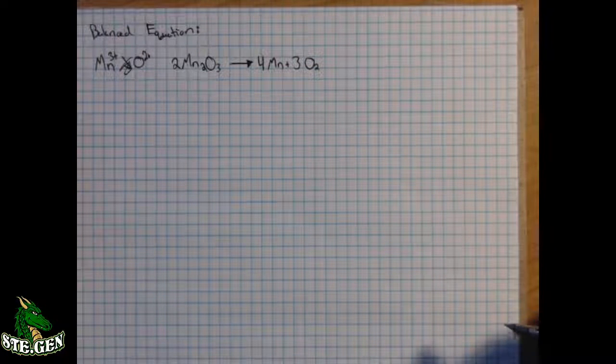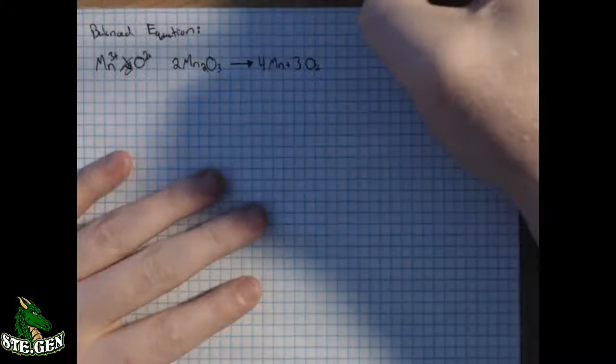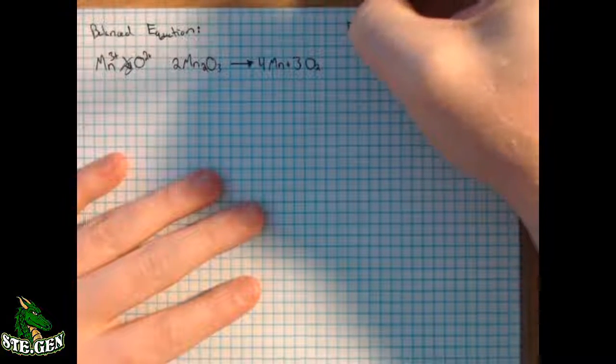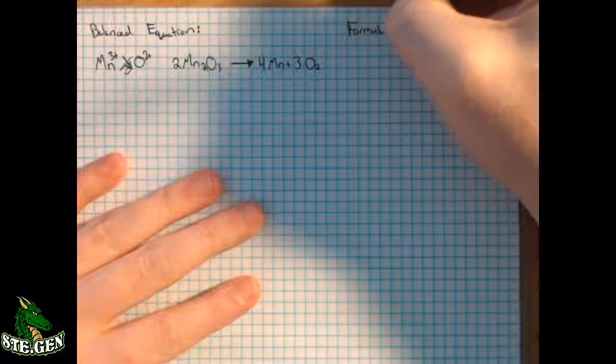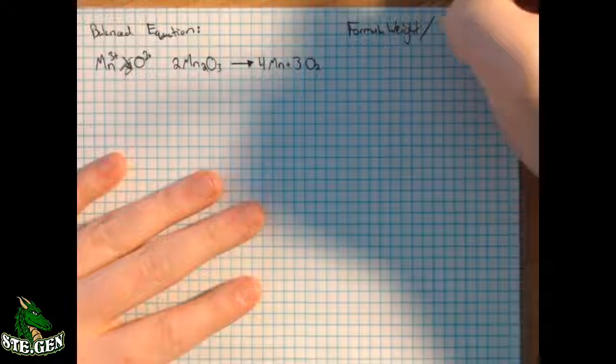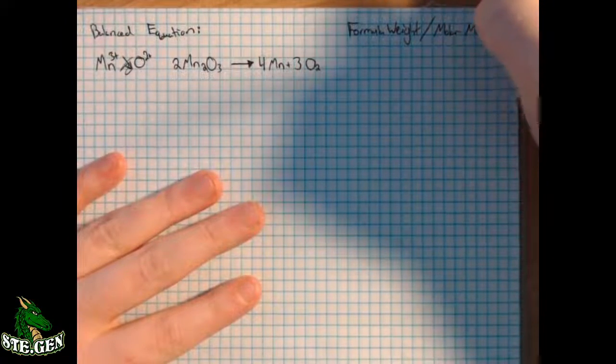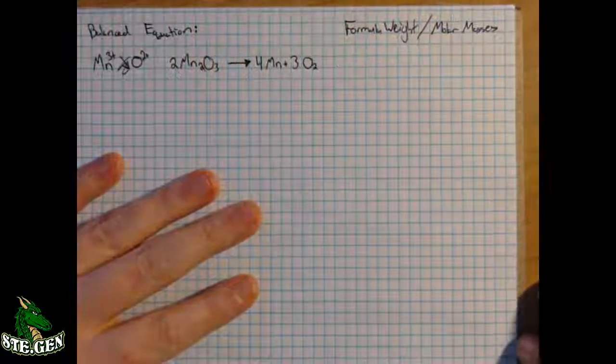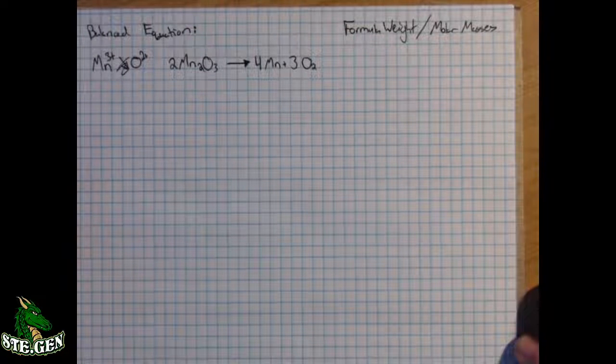Now, something that some of you might have realized is useful to do on these problems, but you don't always want to do, because if there's a whole lot of questions, it can kind of waste your time. Or if there's not a whole lot of questions, it might be a waste of your time. But let's just go ahead and get all of our formula weights, or molar masses, just so we don't have to go back and look them up later. It'll save us a little bit of time here.